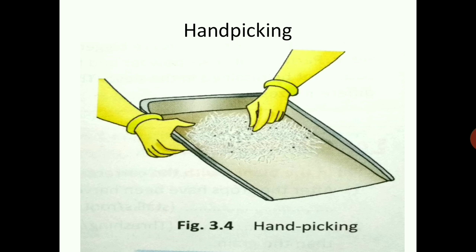This method is preferred when the quantity of the mixture is small, the unwanted substance is present in smaller quantities, and the size, shape, or color of the unwanted substance is different from that of the useful one. So, the method of removing unwanted substances from a mixture using hands is called hand picking.